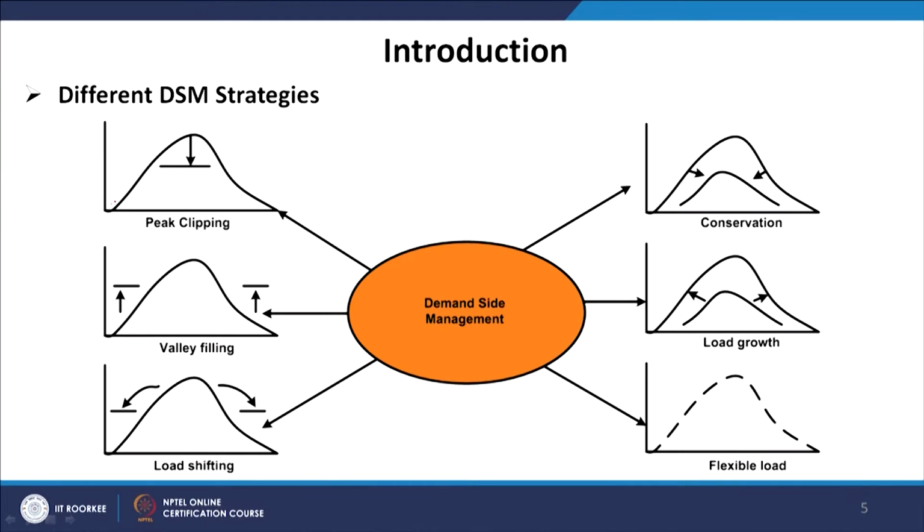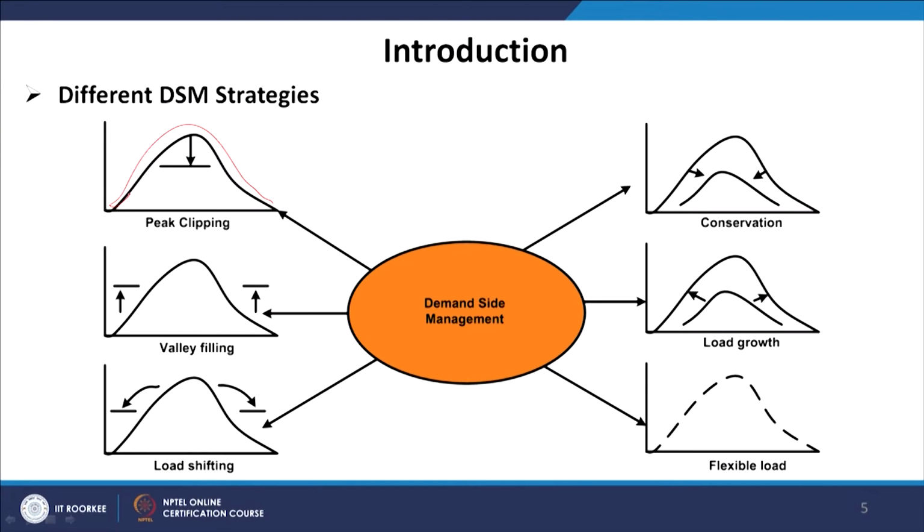Now, if you look into the different DSM programs, first of all, assume that the load characteristic is of this nature. As we all know, the load characteristic of a particular day will experience 2 peaks, ideally a day peak and an evening peak. But for understanding, we have considered a load characteristic which has only 1 peak. Now, through some mechanism, if you can reduce your peak from this point to this point, if the load can be minimized by this magnitude, then this is known as peak clipping.